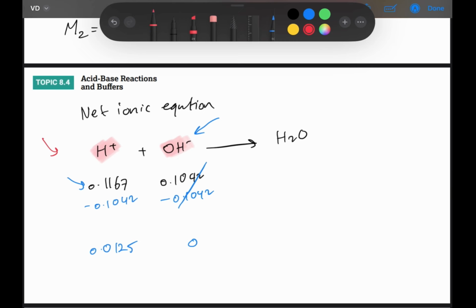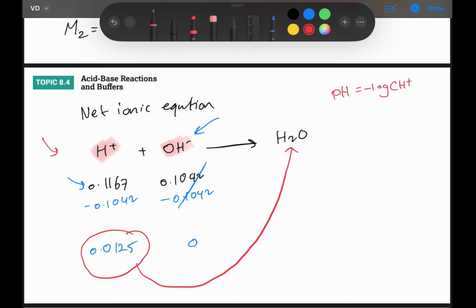Now my question is how to calculate the pH of the solution. We just noticed that we have only H positive dissolved in water. We don't have any conjugate acids or conjugate bases. We don't have any weak species. In other words, we have only H positive as a species. So in order to calculate the pH, we just take the negative log of the H positive, which is the hydronium ion. If you apply in your calculator 0.0125, the remaining concentration of H positive, the pH is going to be 1.903. So this is the pH of your solution.